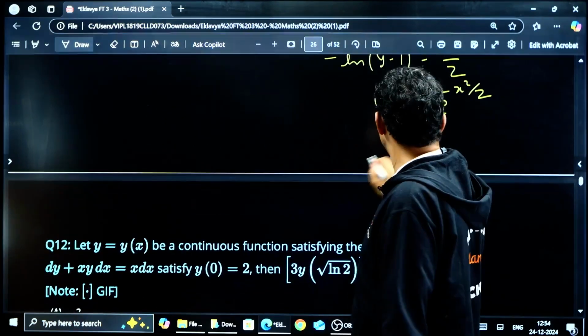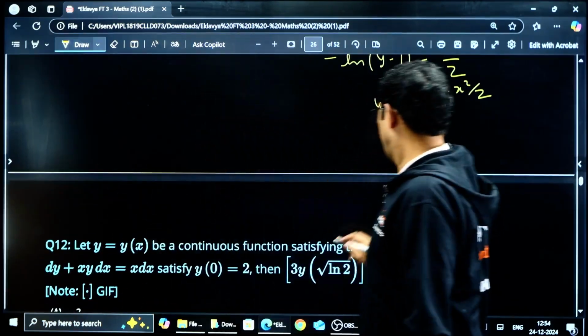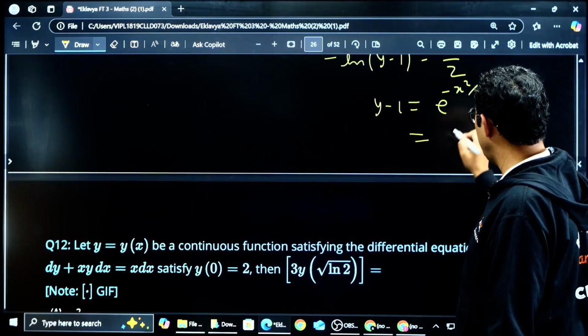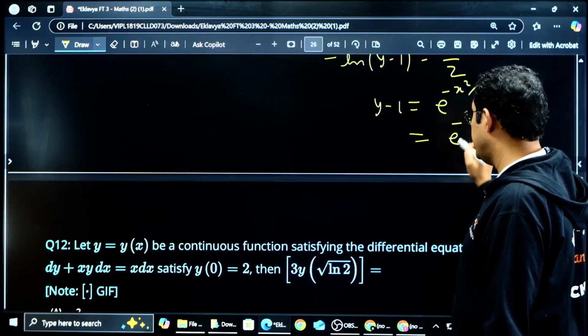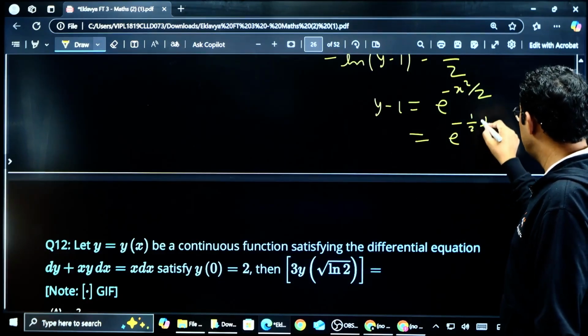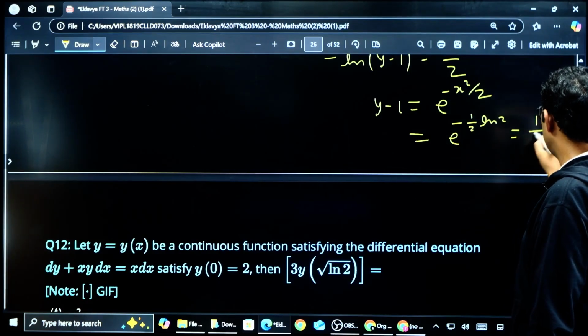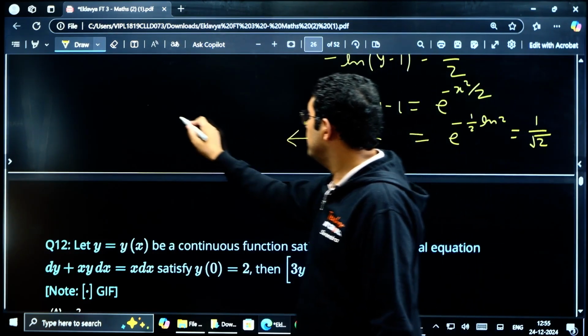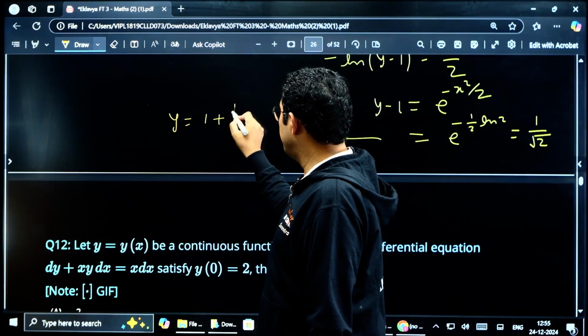Let me use this slide. Under root ln 2, so I will put under root ln 2 here. So it will become e power minus, the under root will be removed by this square, so 1 by 2 ln 2. I think this becomes 1 upon root 2. Yeah, 1 upon root 2. So the value of y here would be equal to 1 plus 1 upon root 2.